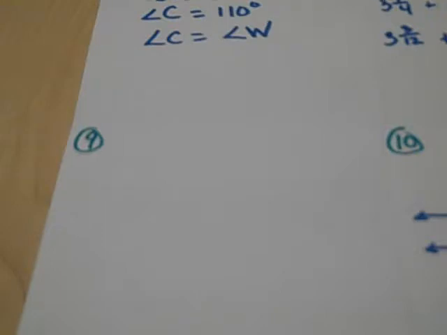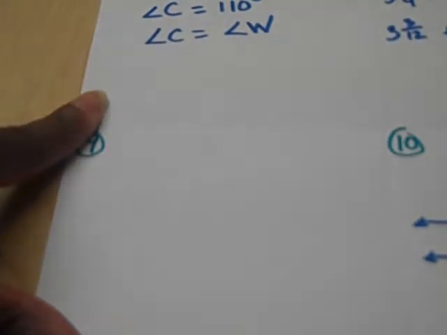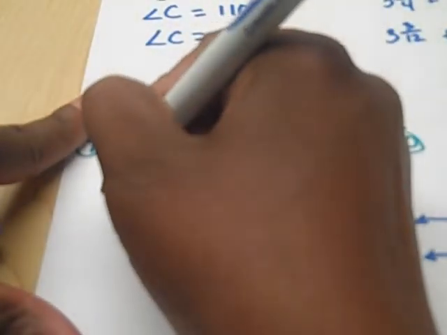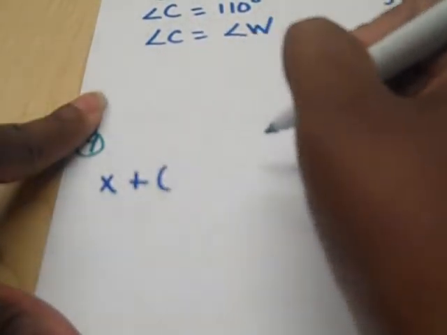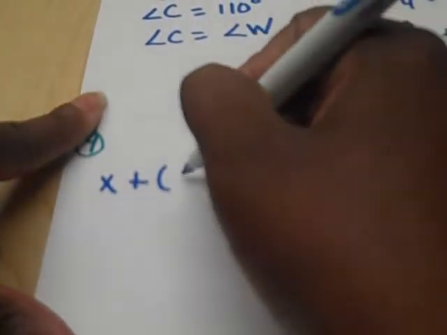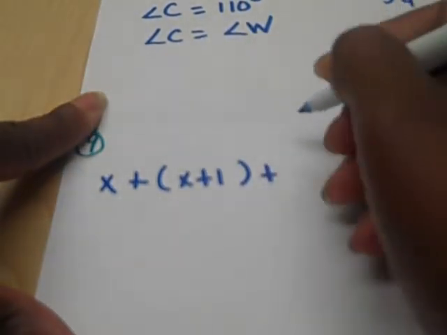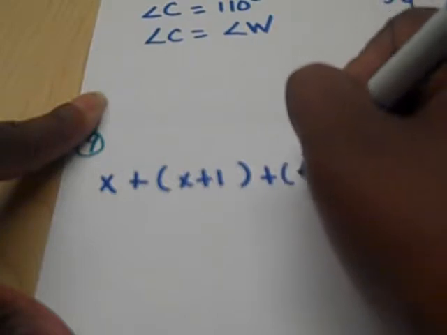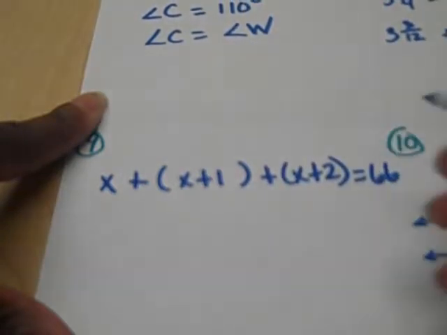Write and solve an equation to find 3 consecutive integers whose sum is 66. We don't know which 3 consecutive integers they are, so that will be our x. 3 consecutive. Our first integer, we don't know. It is x, plus the next integer consecutive to x would be x plus 1, plus the next integer consecutive to x would be x plus 2. All of that equaling 66.